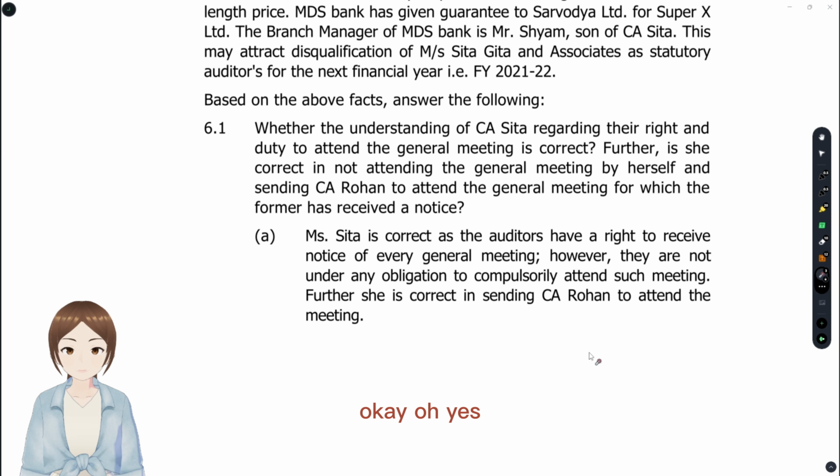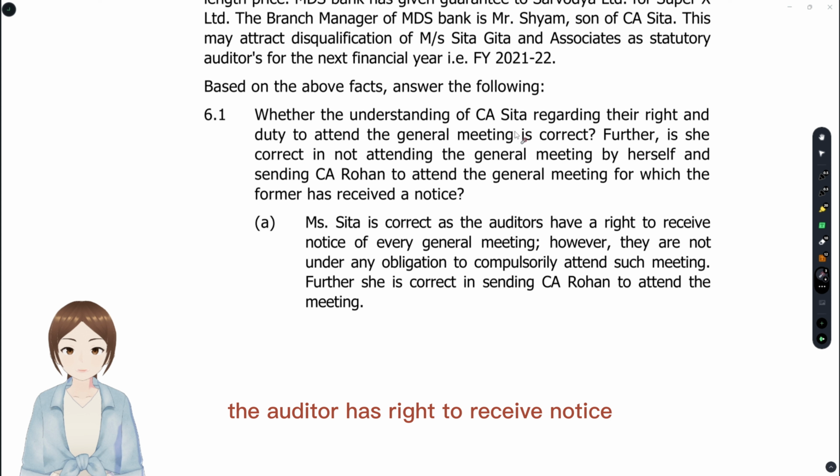Yes, the auditor has the right to receive notice of the general meeting. With the right comes a duty to attend the general meeting. But what can Sita do? Sita can send an authorized representative. Further, is she correct in not attending the general meeting? Yes, she could send her authorized representative.